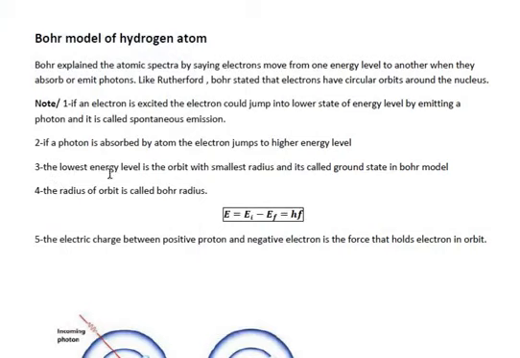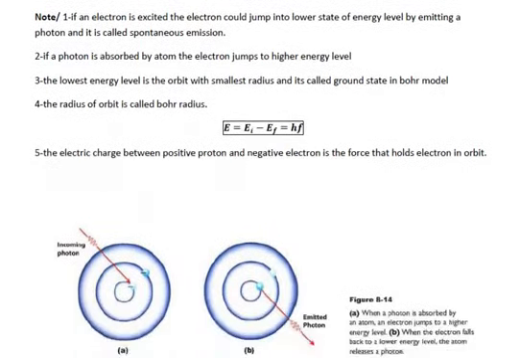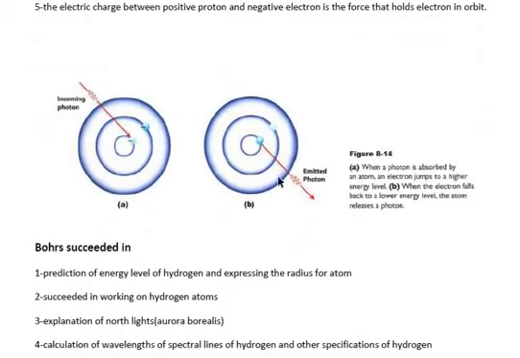The third one says the lowest energy level is the orbit with the smallest radius, and it's called the ground state in the Bohr model. The radius of the orbit is called the Bohr radius. To understand these two points, you have to look at this figure. Figure 8.14. As you can see, we have an atom with 3 energy levels for an electron. When an electron, we said, absorbs energy, it jumps to a higher state, and when it emits that energy, a photon, it returns back to its ground state.